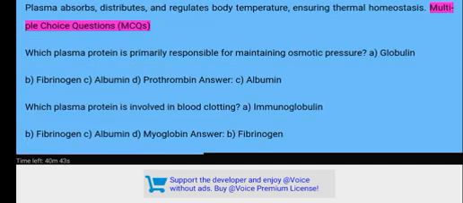Multiple choice questions, MCQs. Which plasma protein is primarily responsible for maintaining osmotic pressure? A. Globulin. B. Fibrinogen. C. Albumin. D. Prothrombin. Answer: C. Albumin. Which plasma protein is involved in blood clotting? A. Immunoglobulin. B. Fibrinogen. C. Albumin. D. Myoglobin. Answer: B.